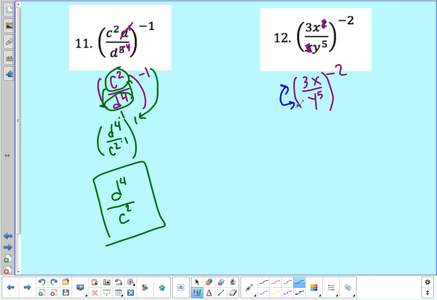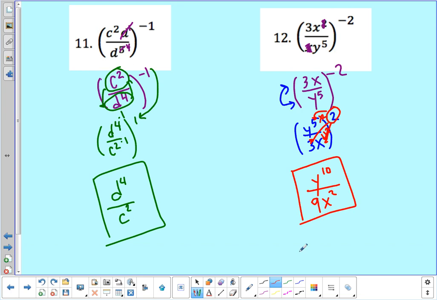Whoop. Everything on the bottom is going to go to the top. Everything on the top is going to go to the bottom. Power becomes positive. So y to the fifth over 3x, all raised to the second. Now you can distribute that power. So this power of 2 needs to go to the y to the fifth, it needs to go to the 3, and it needs to go to the x. So 5 times 2 gives me 10, y to the 10th. 3 squared is 9, and x to the first to the second, 1 times 2 is 2, so x squared. Y to the 10th on top, 9x squared on the bottom. Everything is simplified, and I'm done.